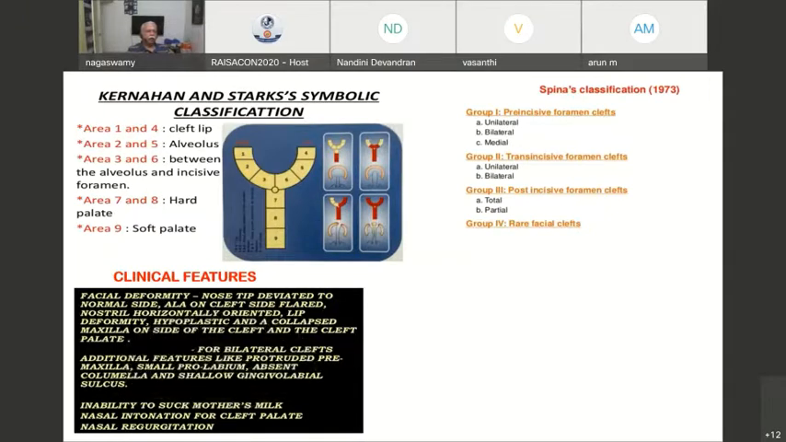And what will be the clinical feature if the patient has a facial deformity or a cleft? It can be the nose tip deviated to the normal side, ala on the cleft side will be flared, nostril horizontally oriented, lip deformity will be there, hypoplastic and a collapsed maxilla on the side of the cleft, and the cleft palate. So usually you will find that the affected side of the face will be a little down when you make the baby lie on a table and look from the head end. The normal side will look more prominent because the maxilla will be well developed there, whereas on the defect side, it will always be on the little lower side.